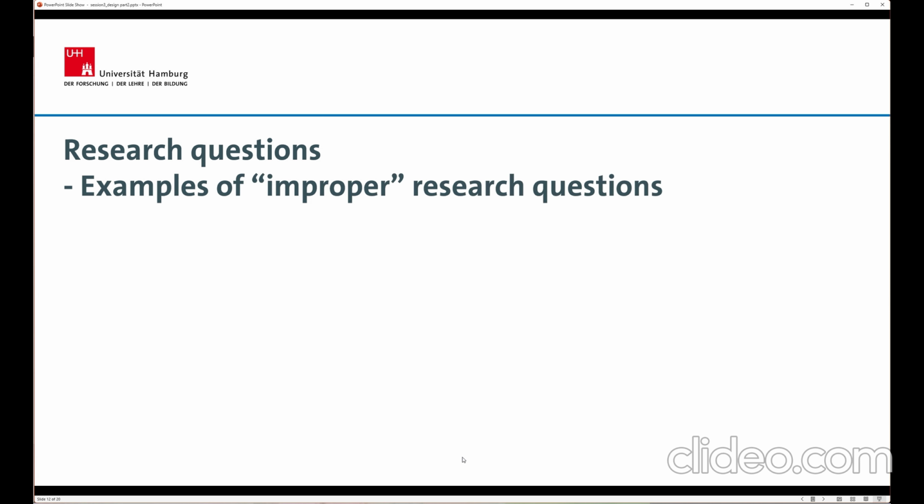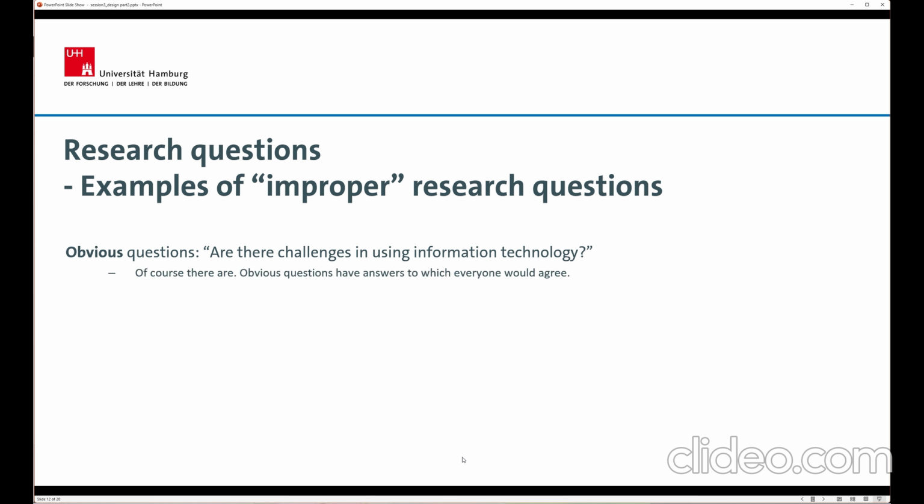So these are common problems that often occur when people specify research questions, and you can put them into different categories of improper research questions. One type of bad research question is an obvious question. Are there challenges in using IT? Sure, of course there are. Obvious questions have answers to which everyone would agree.